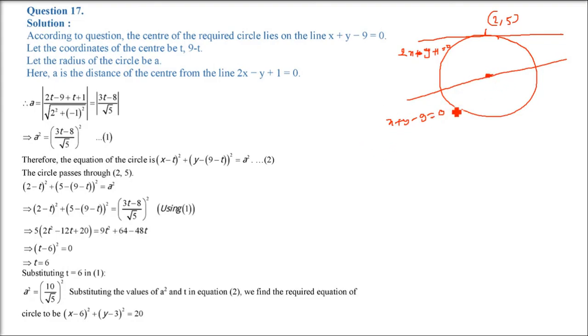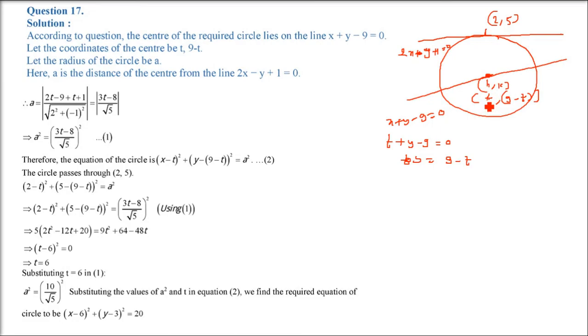Let us write this center in a certain form. If I say my center is (h, k), and I take h as t, you can take any other alphabet. Then what will y be? t plus y minus 9 equals 0, so y will be 9 minus t. So if I take x as t, y can be taken as 9 minus t, or you can take any other variable.